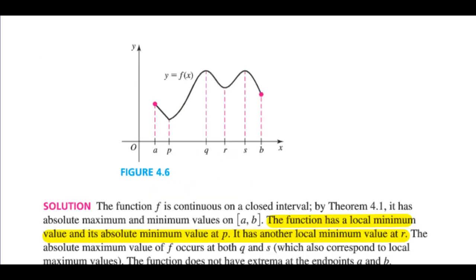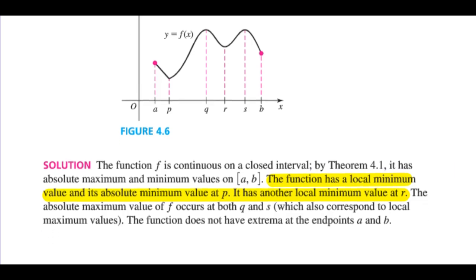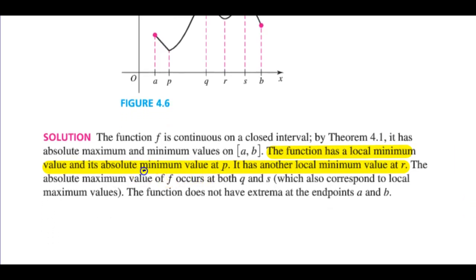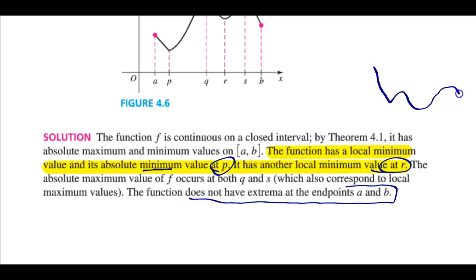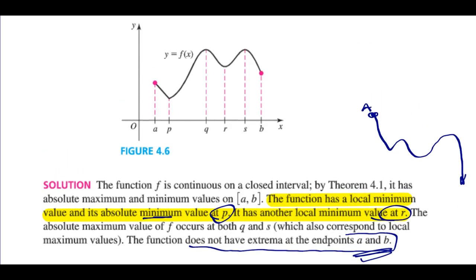So let's see if the author agrees. R, there it is, minimum at R and P. Good. The author didn't include B either. Okay, so they did say the function does not have extremes at any of the endpoints, which means if the function would have looked like this, then at point A I would have an absolute max. And they're just saying that didn't happen up here in this function. The absolute max was also the local max.